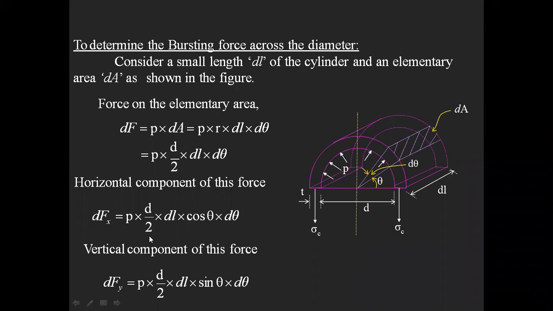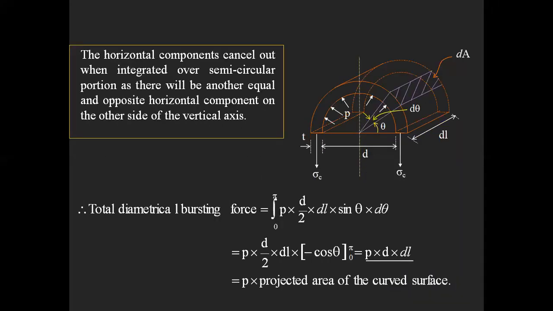Out of these two, horizontal and vertical force, which force are we supposed to consider for calculating the overall bursting force? The horizontal components cancel out when integrated over the semicircular portion, as there will be another equal and opposite horizontal force. That is why we neglect the horizontal force, and based on the vertical force only we calculate the overall bursting force.